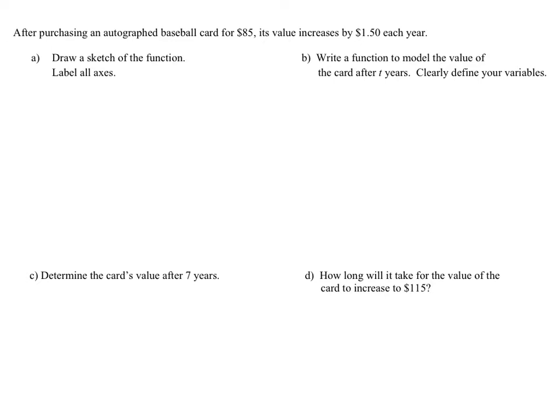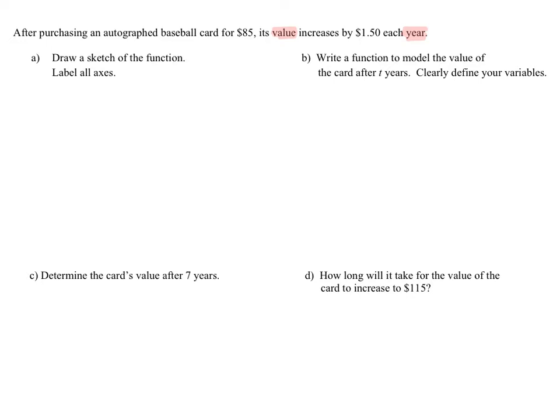So it looks like we have two quantities that are related here. We have the value of the baseball card and the amount of time that has passed, which is measured in years. So the first question is, which of these is your independent variable and which one is your dependent variable? So you're asking yourself, does my value of the card depend on how long I've owned it, the time, or does the time depend on the value of the card? Hopefully the first sentence made more sense.